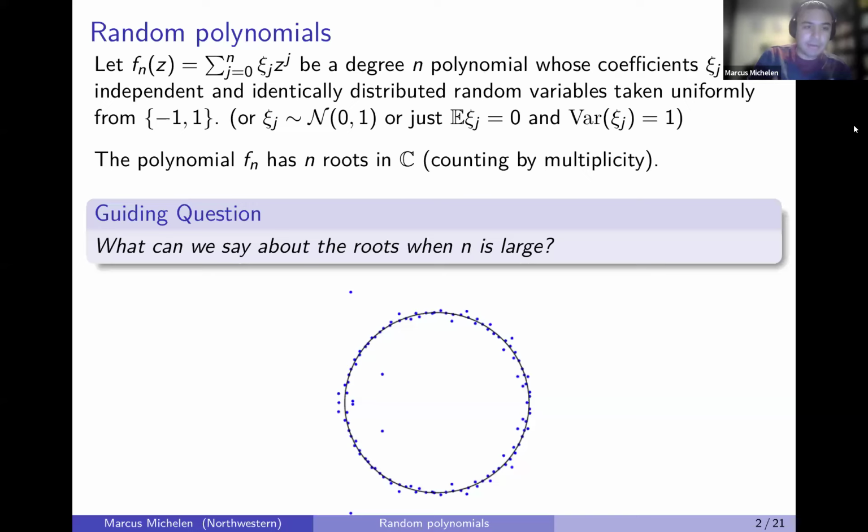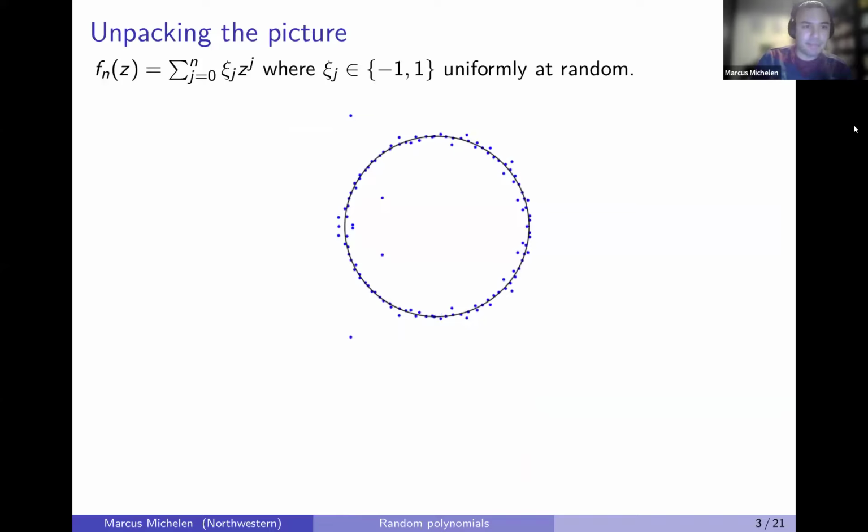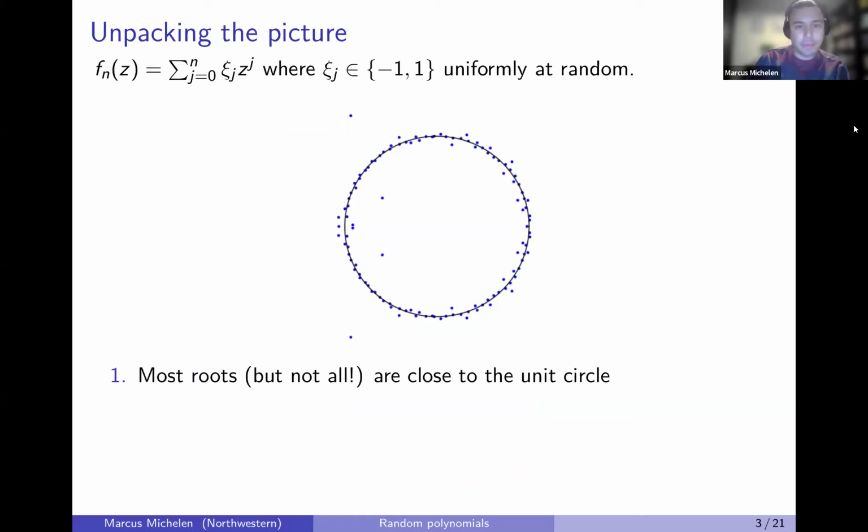So this black circle is the unit circle in the complex plane, and these 100 little blue dots are the roots. So what do we see from this? Maybe the first obvious thing that we see is that most roots, but not all of the roots, are close to the unit circle. In particular, I have some stragglers going on here. I have a few farther out and a few on the inside.